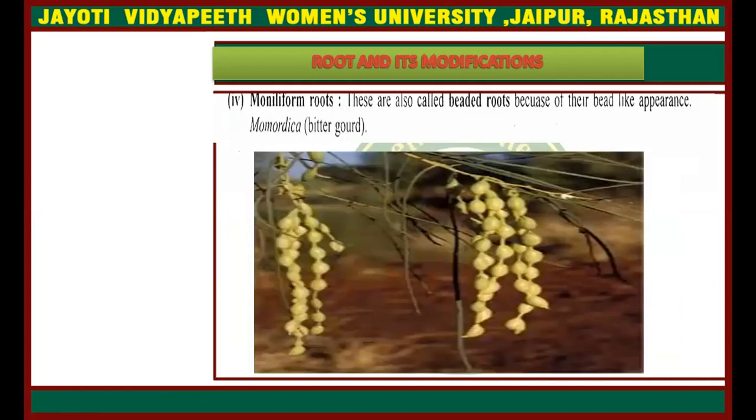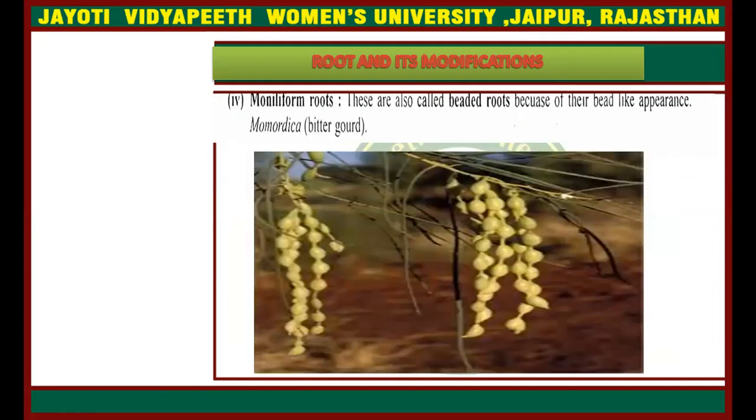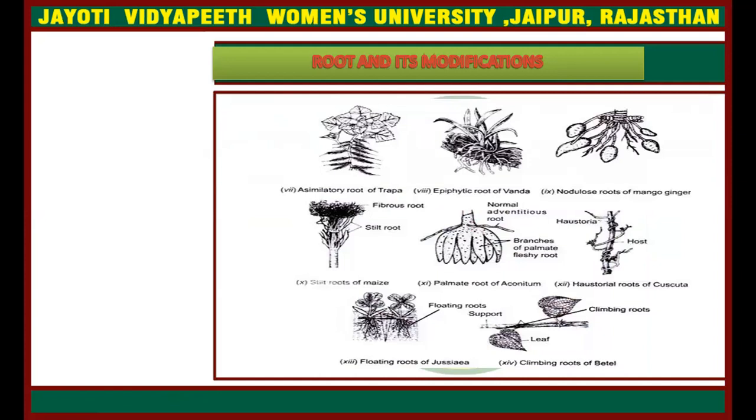Moniliform roots are also called beaded roots because of their bead-like appearance, like in Momordica or bitter gourd. Annulated roots are thickened as if a number of discs are placed one on top of another. Now here we have some other roots: the Natory roots of Jaffa, the epiphytic roots of Vanda, the nodulated roots of mango ginger. Cuscuta has haustorial roots, palmate roots of aconitum, silk roots of maize, and floating roots of Jussiaea, and climbing roots of betel.